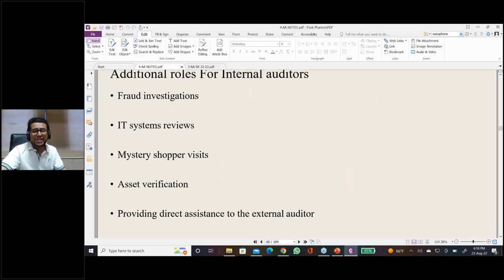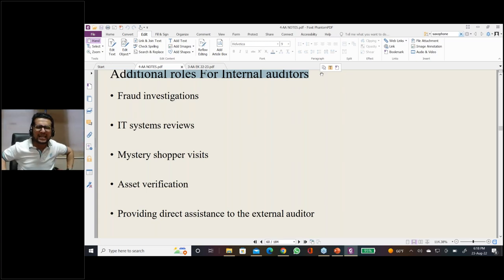There are certain additional roles assigned to internal auditors on a need basis. What do I mean by need basis? If it is required, then the audit committee would assign internal auditors such assignments. For example, a fraud investigation assignment. For example, an IT system review. For example, an asset verification assignment, where they have to make sure that all those tangible non-current assets which are recorded in the non-current asset register actually exist.